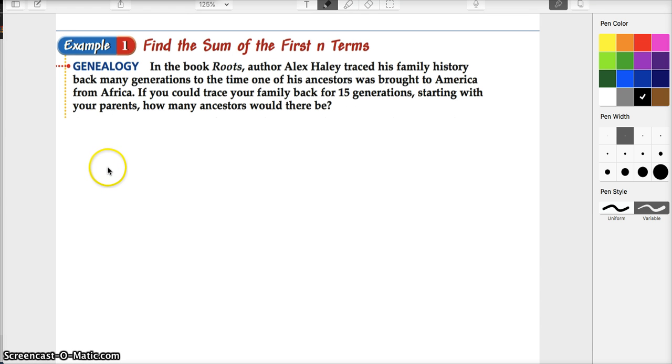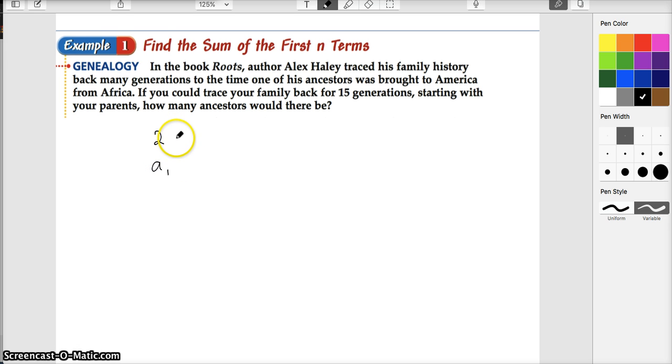So here's our first example. Example 1, find the sum of the first n terms. In the book Roots, author Alex Haley traces his family history back many generations to the time one of his ancestors was brought to America from Africa. If you could trace your family back for 15 generations, starting with your parents, how many ancestors would there be? So we're starting with our parents, of which we generally have 2.